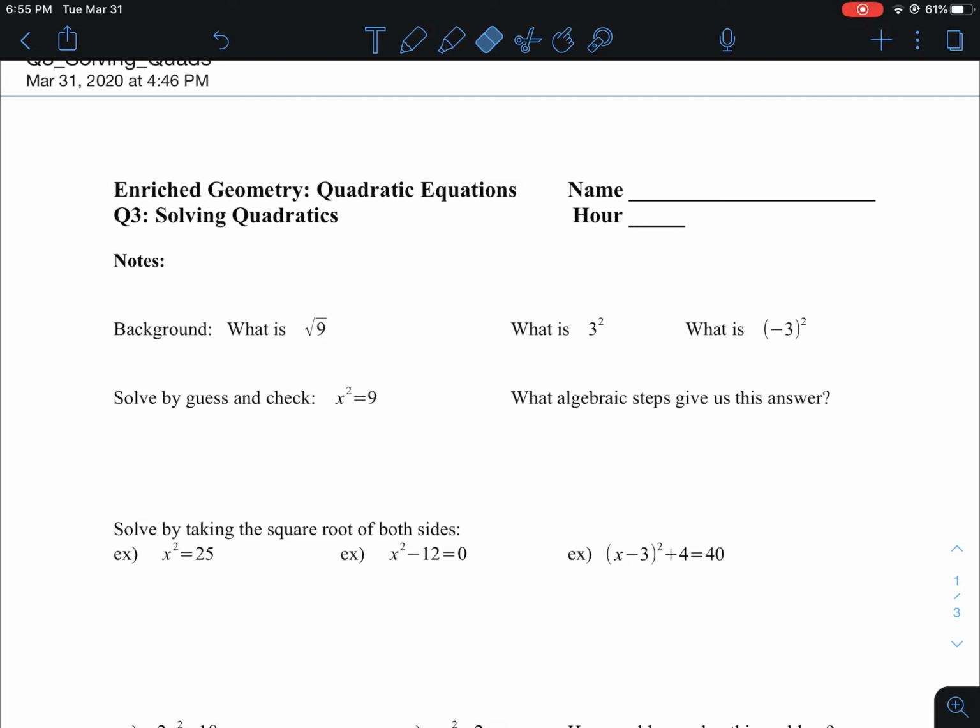Mr. Plunce here. We are checking out solving quadratic equations. This is enriched geometry, so hopefully some of this stuff is a little bit familiar and some of it might be new. So we'll see what happens.